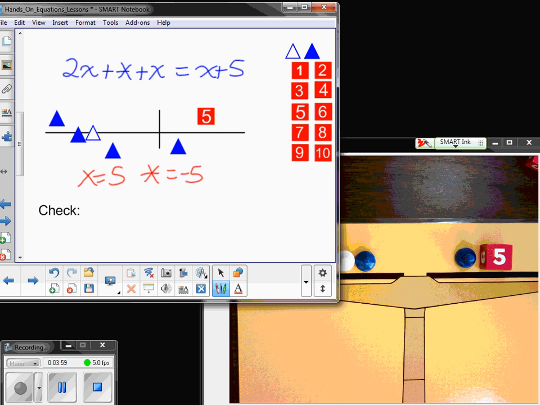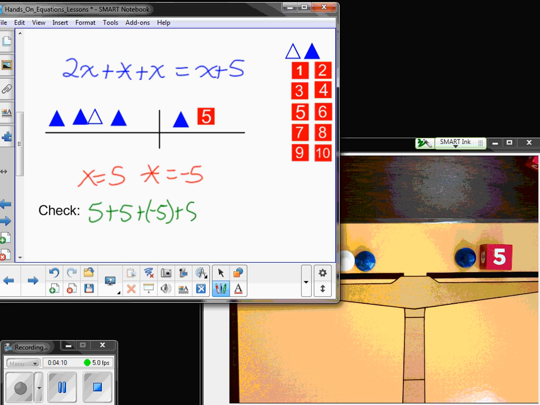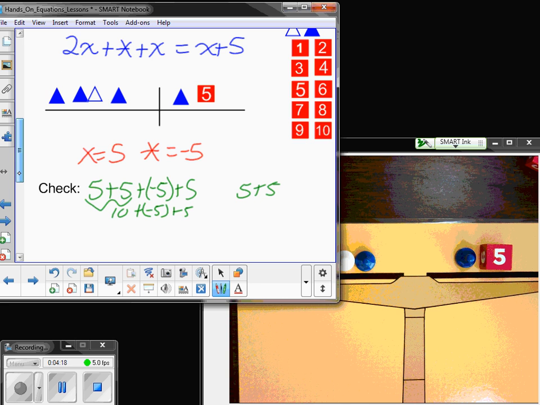So now let's check to make sure it does work. I go back to my original equation. Does 5 plus 5 plus negative 5 plus 5 equal 5 plus 5? Well, 5 plus 5 is 10, plus negative 5 is 5, plus 5 gives me 10 on that side. 5 plus 5 is 10 on the right side. Those equal each other. Let's try one more here.